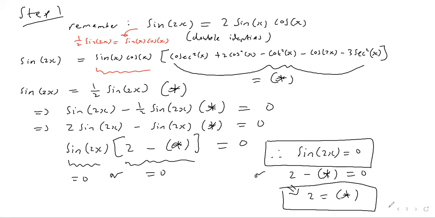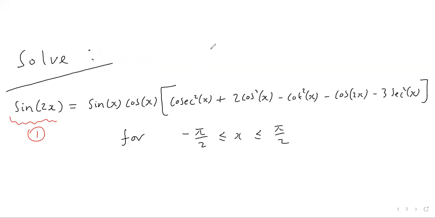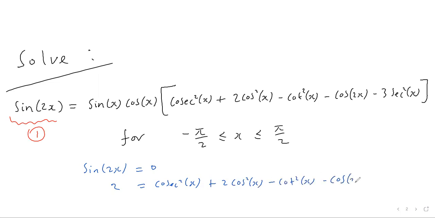So now let's look at what we can do next. We've got essentially the number 2. What we've worked out is that sine 2x equals 0, and the number 2 is equal to this in here. So I'll just put 2 there is equal to cosec squared x plus 2 cos squared x minus cot squared x minus cos 2x and then minus 3 sec squared x.